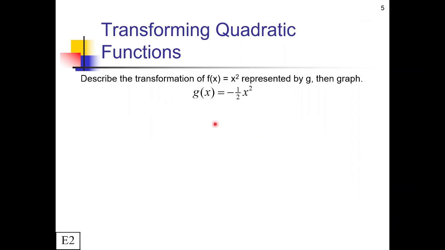For this next example, we're going to be transforming x squared into negative 1/2 x squared. So pause the video and see if you can figure out what this transformation is doing and come up with the new x and y rules and then graph it. All right, let's see how that went.